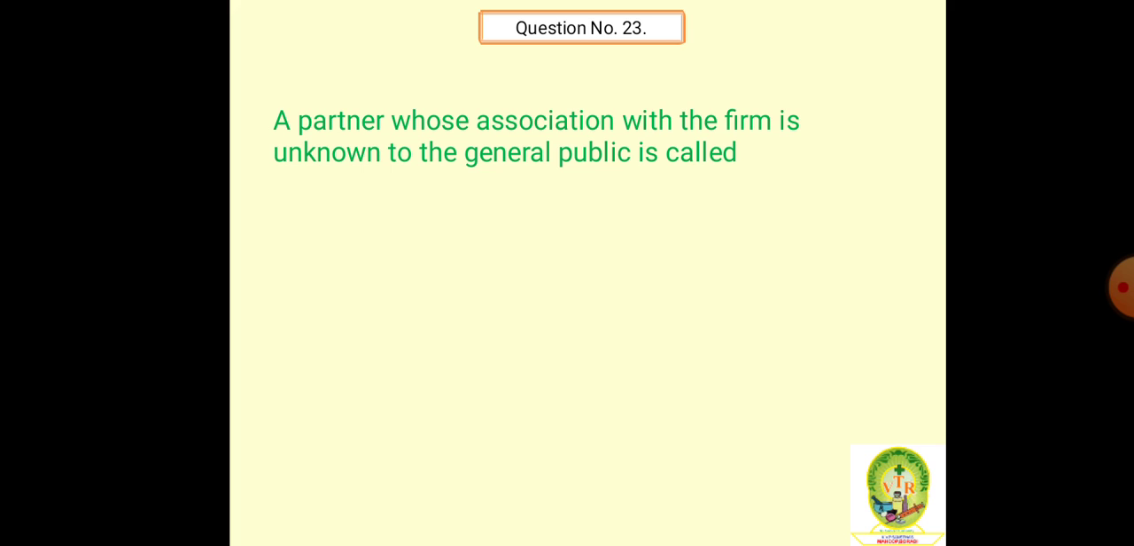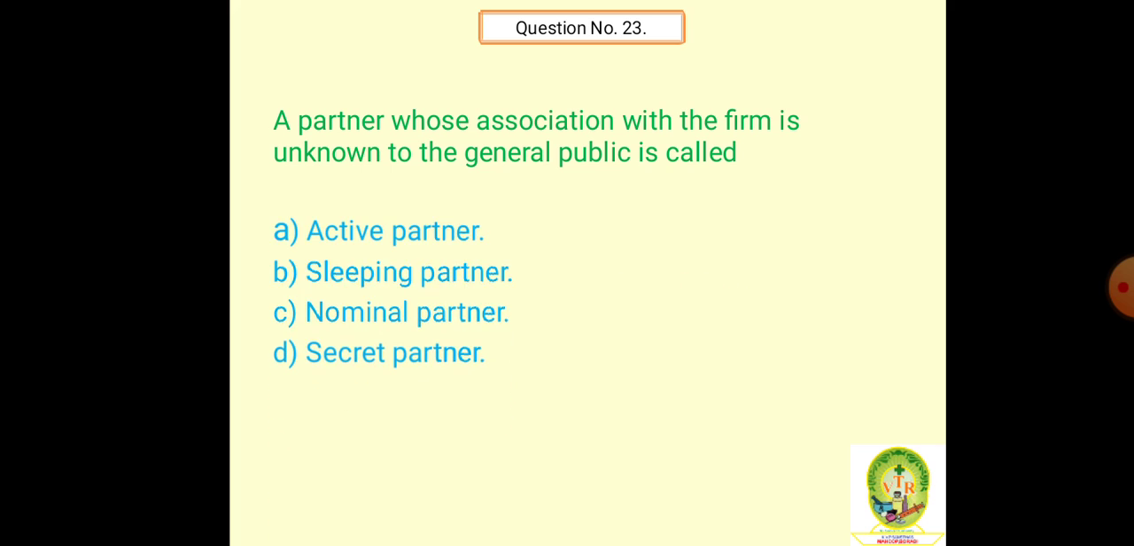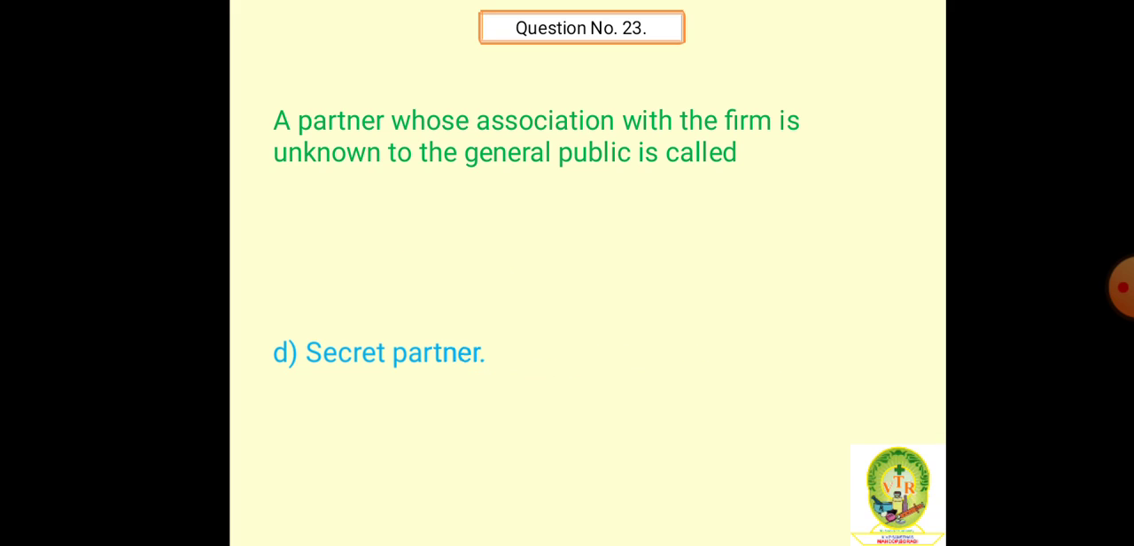A partner whose association with the firm is unknown to the general public is called as. Options are A. Active partner, B. Sleeping partner, C. Nominal partner, D. Secret partner. Right answer is D.